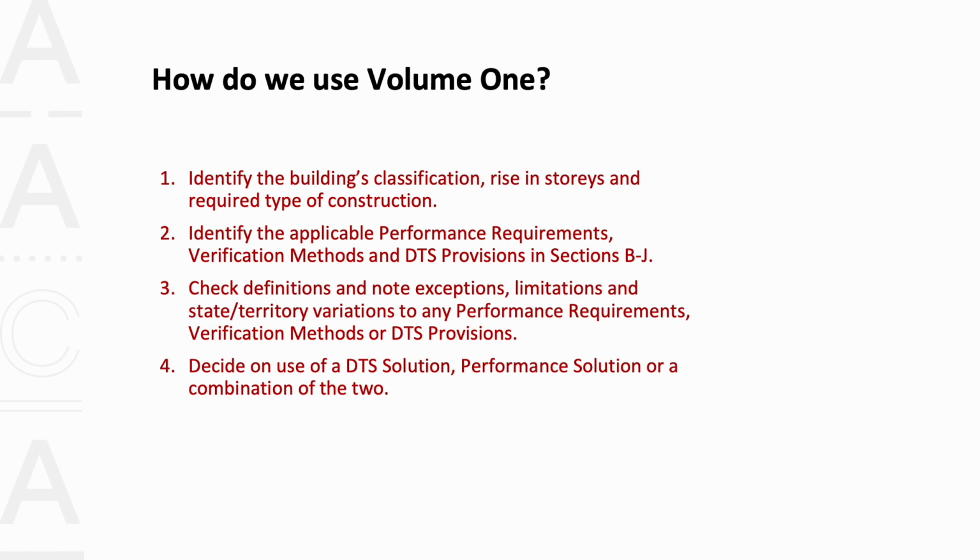So how do we, as architects, use Volume 1? First, we'd identify the building's classification, the rise in stories, and the required type of construction. From there, we'd identify any applicable performance requirements, verification methods, and deemed to satisfy provisions in sections B through to J. We then would check definitions and note exceptions, limitations and state variations to any performance requirements, verification methods, or deemed to satisfy provisions. And from there, we'd decide on the use of a deemed to satisfy solution, a performance solution, or potentially a combination of the two.